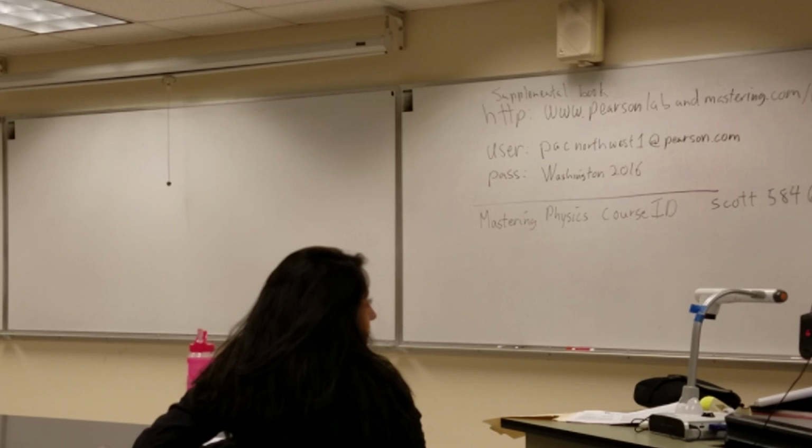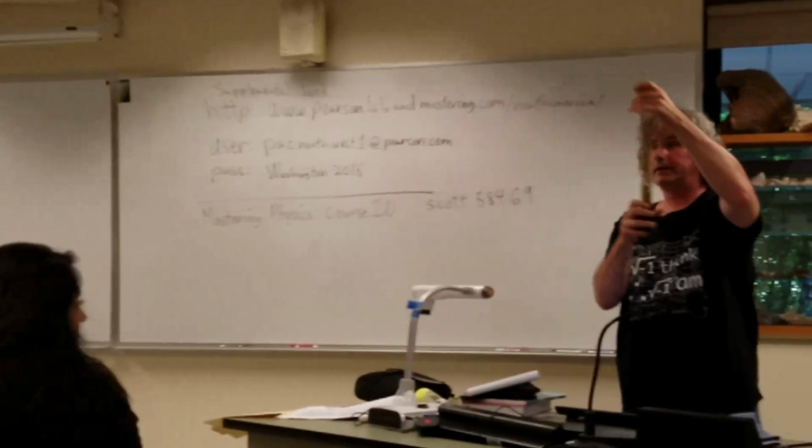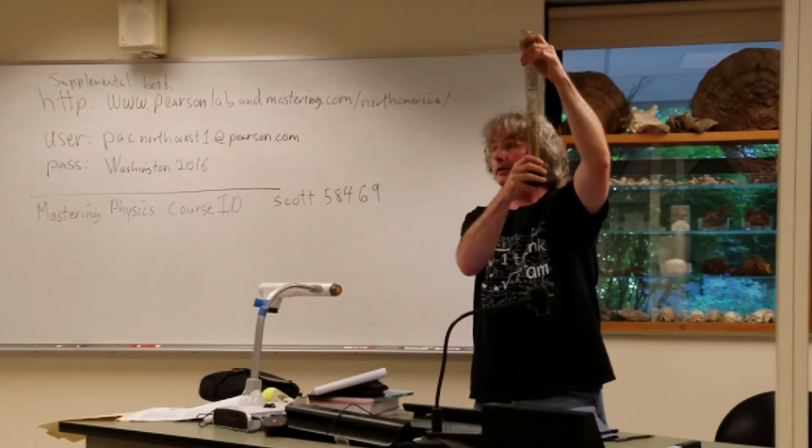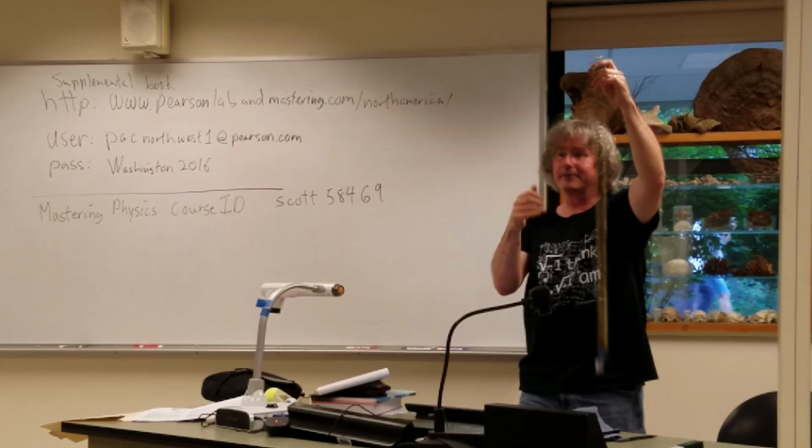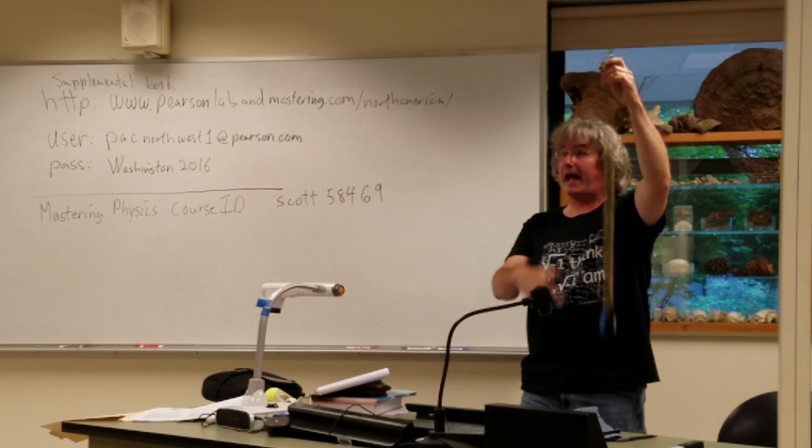Other motions? Springs. What about springs? How do I make the oscillating motion? Attach a mass or an object. Okay, I'm attaching a mass to the spring, and then what? Drop it? Yeah. Okay, so this is also going back and forth.